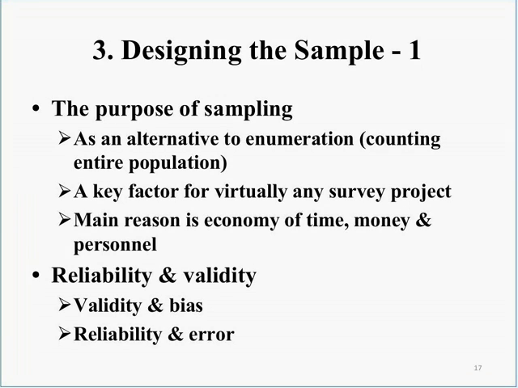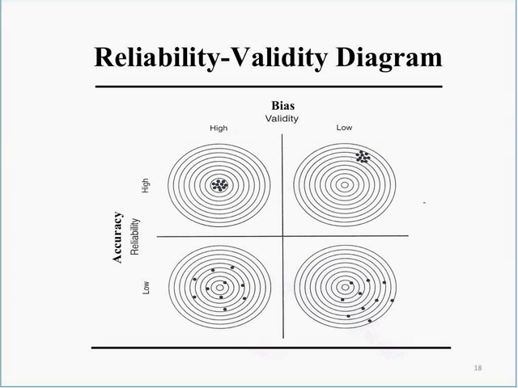Lastly, on slide 16, let's talk about reliability and validity. With validity, we're talking about bias, and with reliability, we're talking about accuracy or error. We'll examine the interrelationships between these on slide 17. So let's go to slide 17.